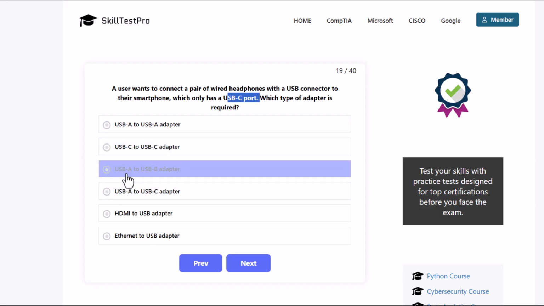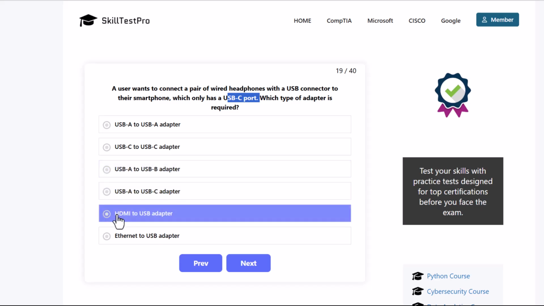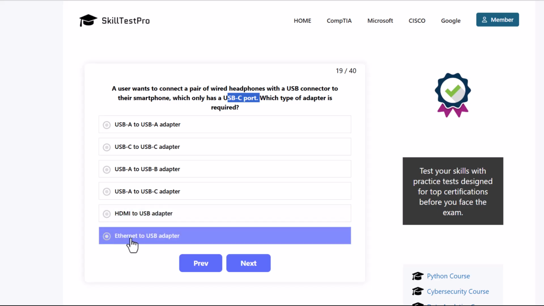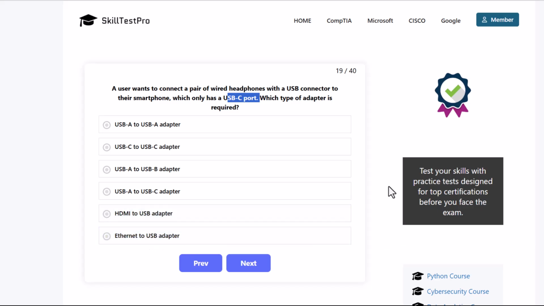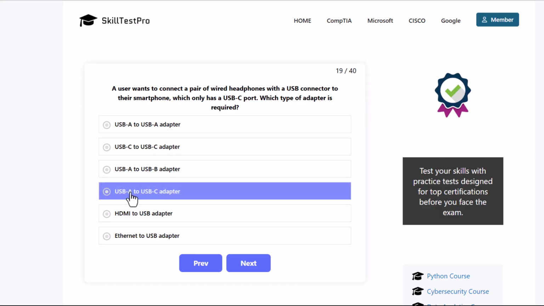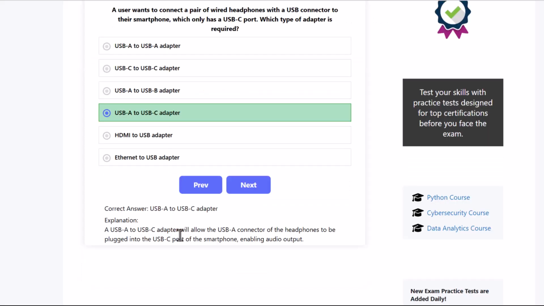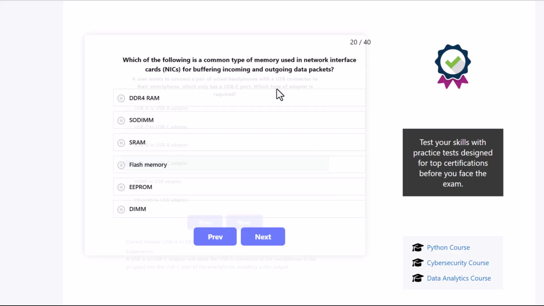USB-A to USB-B adapter, USB-A to USB-C adapter, HDMI to USB adapter, or Ethernet to USB adapter. So which one would be the correct answer here? The correct answer here would be USB-A to USB-C adapter. A USB-A to USB-C adapter will allow a USB-A connector of the headphones to be plugged into the USB-C port of the smartphone, enabling audio output.